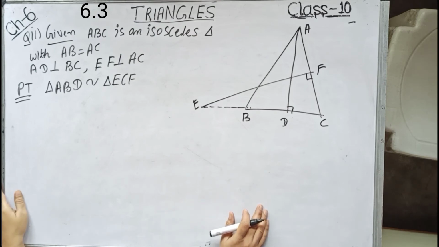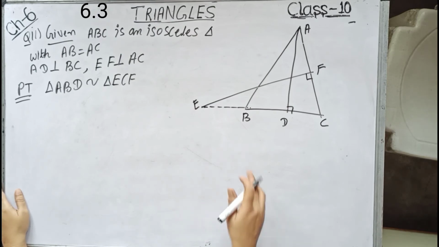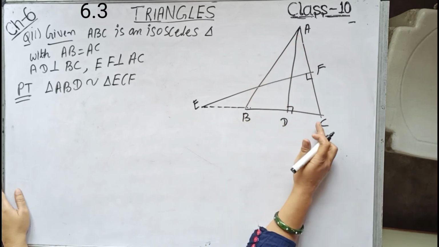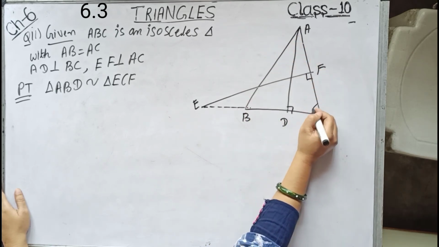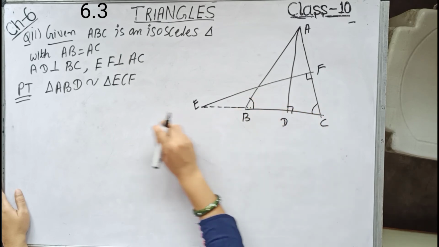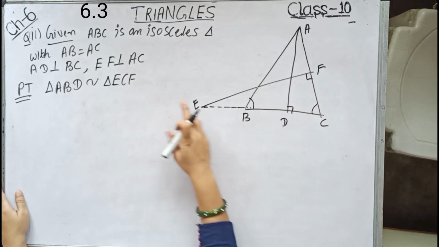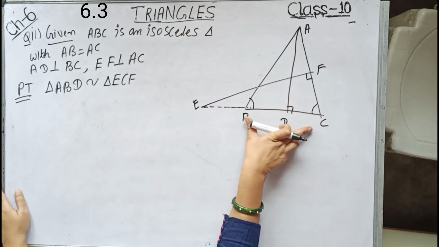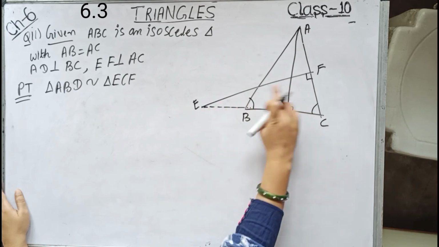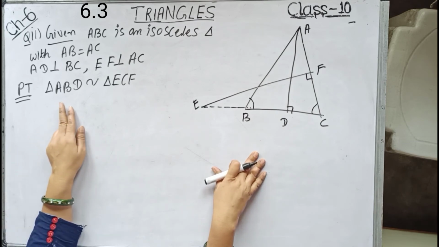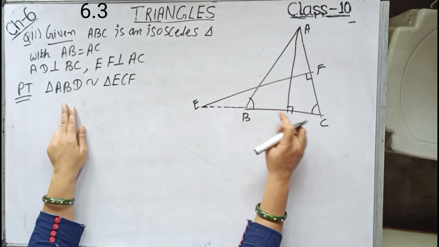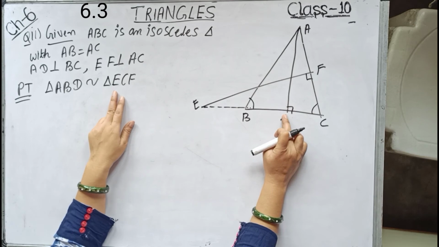Question number 11. It is given that triangle ABC is an isosceles triangle with AB equals AC. So obviously angle C equals angle B. Also AD is perpendicular to BC, and EF is perpendicular to AC. We have to prove that ABD is similar to ECF.